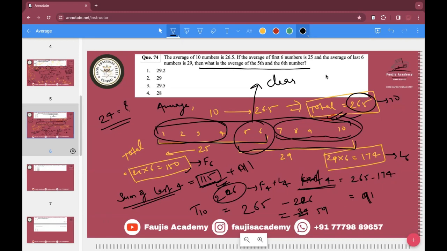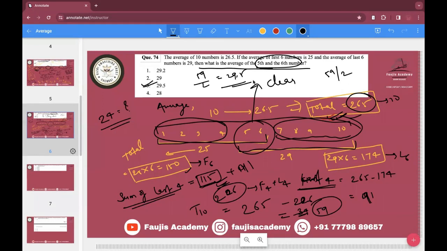And now 59 by 2 is how much? Guys, any doubt? Cool. They are asking the average of fifth and sixth number. This over here is 59. And the average of 59 is what? 59 by 2, because fifth and sixth observation, 29.5.